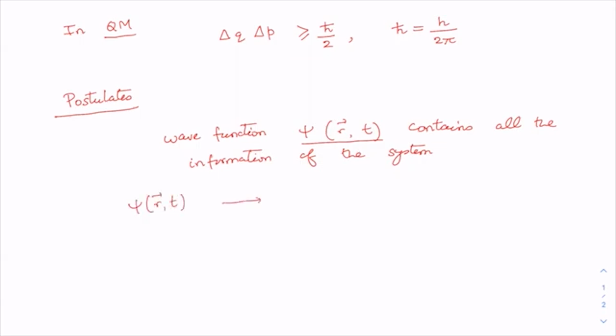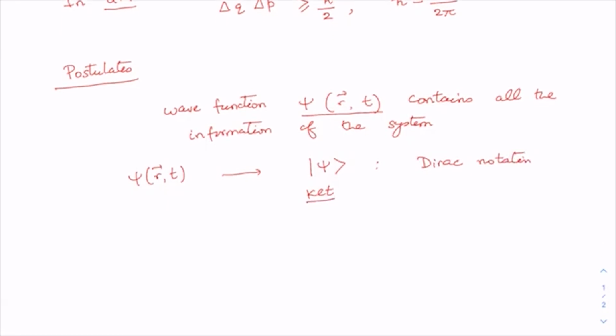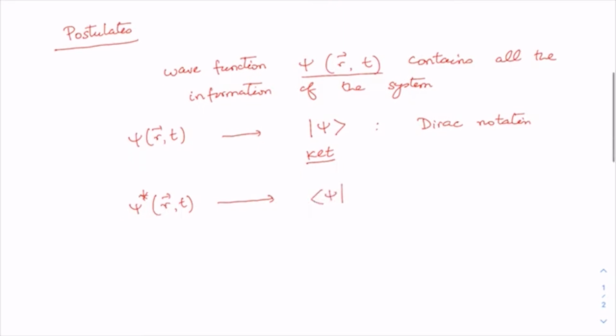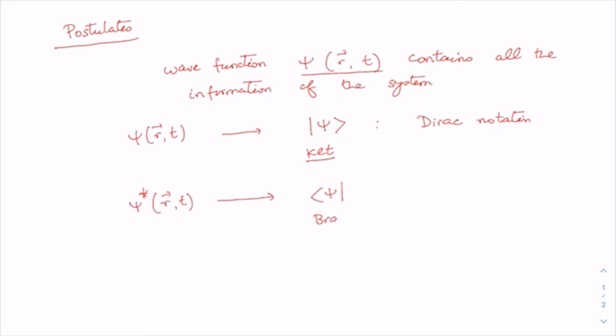can be represented by the so-called state vector, and this is called ket psi, and this notation is due to Dirac. It's called Dirac notation, and this is called ket. And because psi of r,t, this wave function, is complex, its complex conjugate would be denoted by psi star of r,t, and the corresponding quantity in the Hilbert space or in Dirac notation would be denoted by this symbol here, and this is called bra.